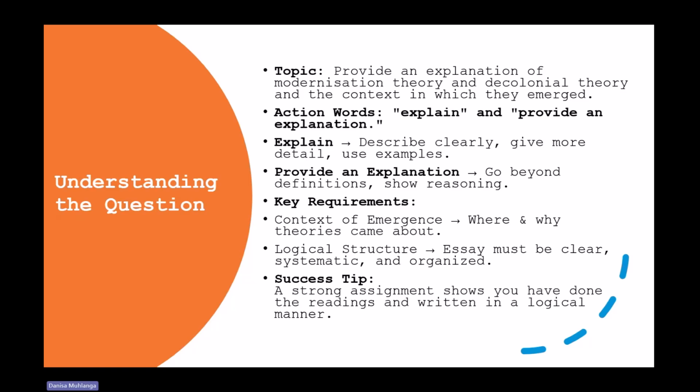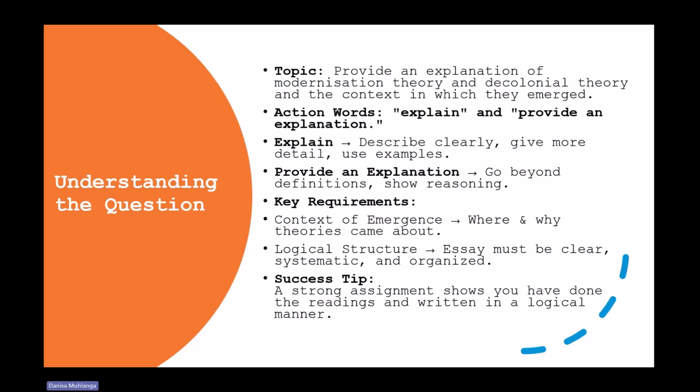Okay, so these two words require you to go beyond just defining the theories. Okay, to say, okay, modernization theory is about 1, 2, 3, 4, 5. The decolonial theory is about 1, 2, 3, 4, 5. So you need to go beyond that. You must also elaborate on them, okay, by giving reasons as well as examples. That's how you will show your understanding of the two theories. Okay.